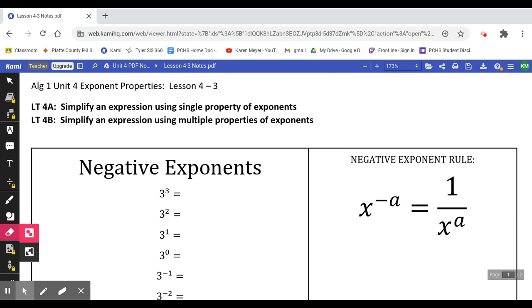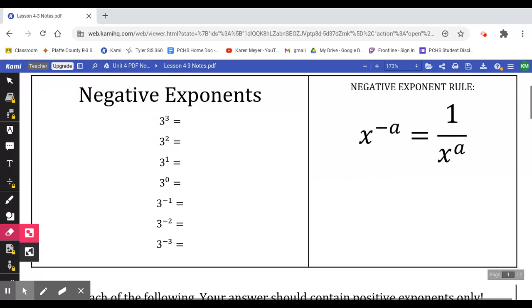Our last lesson for exponent properties or rules. And the big one for this one is going to be talking about negative exponents. So our first little box here is going to help us understand the negative exponent rule.